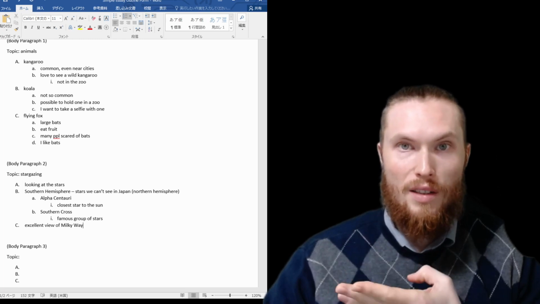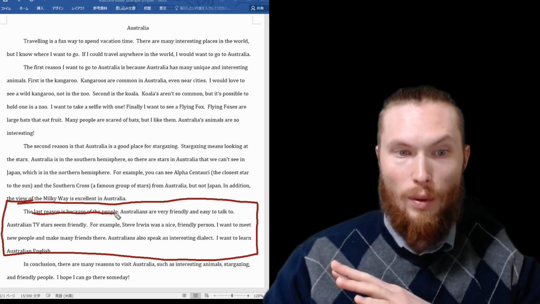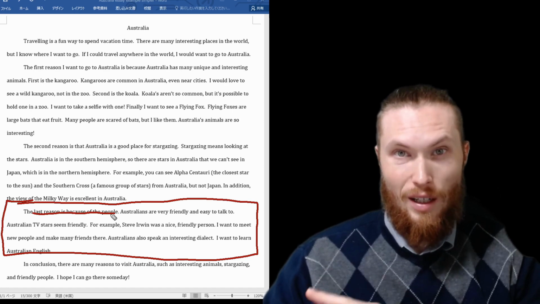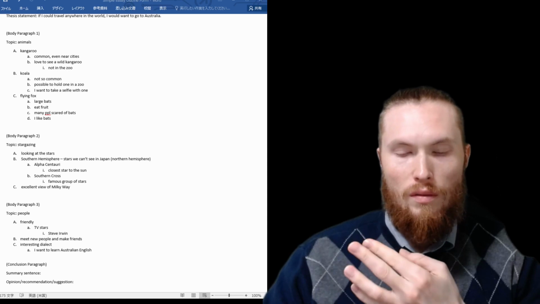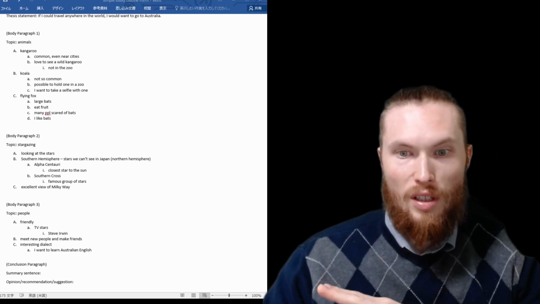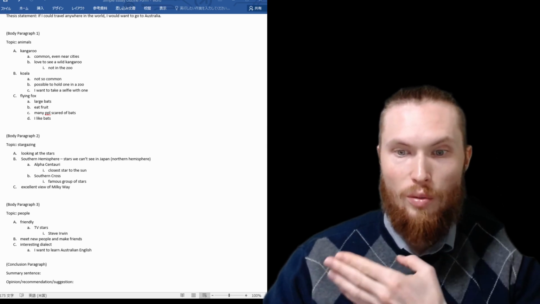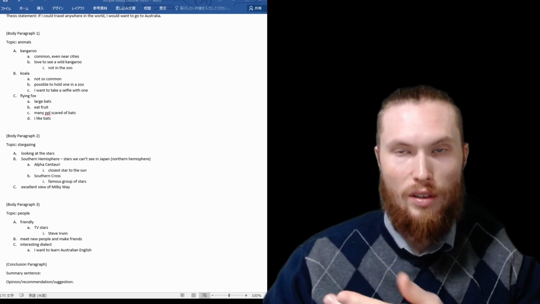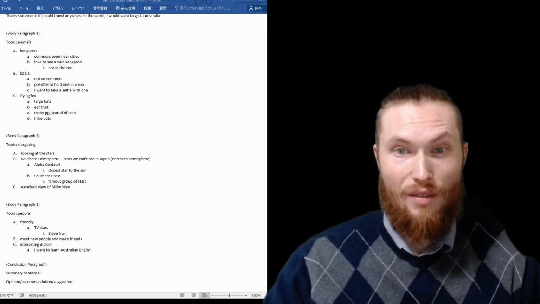Now let's look at the last body paragraph. This is the last reason I want to visit Australia, because of the people. So let's take a look at the outline for that one. All right, here's body paragraph 3. The topic is the people. People are friendly, such as TV stars like Steve Irwin. I want to meet new people and make friends, and they speak an interesting dialect. I want to learn Australian English. So this is the information from body paragraph 3.